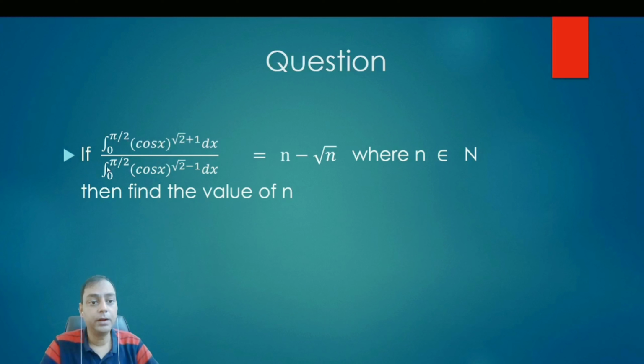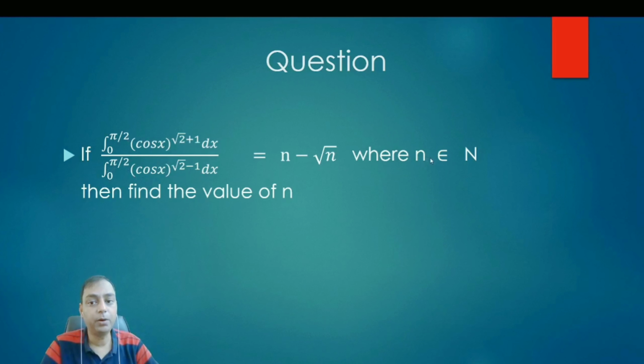Hello students, in this video I am going to discuss a very interesting problem from the topic definite integration. The question is, if the integral from 0 to pi by 2 of (cos x) raised to root 2 plus 1 dx, divided by the integral from 0 to pi by 2 of (cos x) raised to root 2 minus 1 dx, is equal to n minus root n, where n belongs to natural numbers, what we need to find? We need to find the value of n.